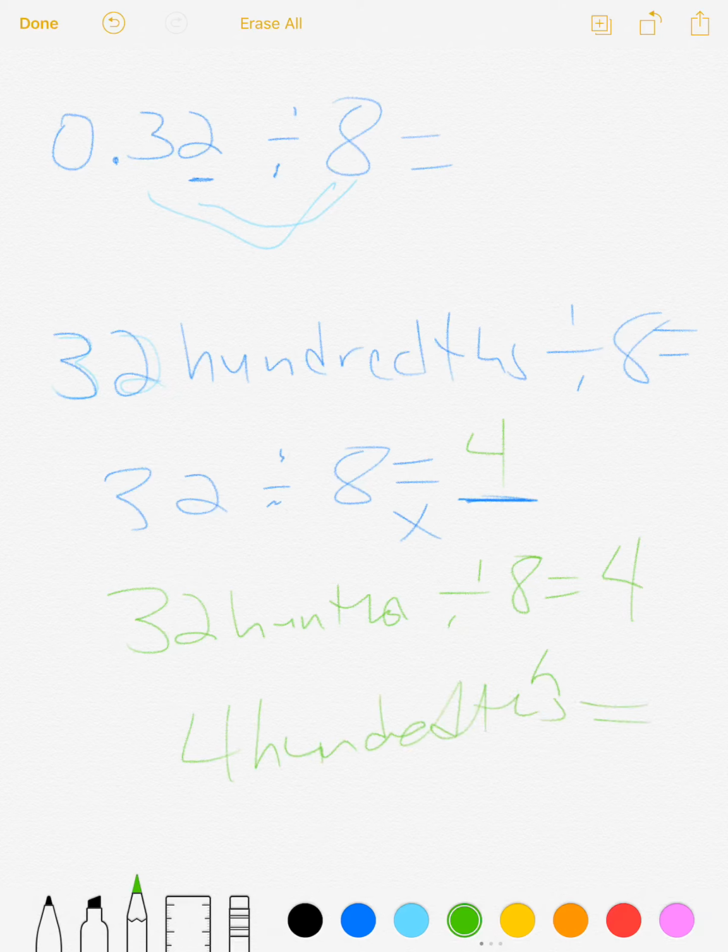Now, how do we write that in standard form or decimal form or number form? 4 hundredths really means that there's a 4 that ends in the hundredths place. So I'll draw my place value. This is the tenths place. This is the hundredths place. 4 hundredths means that there's a 4 in the hundredths place. What do I do with the empty space? 0. Very good. The answer is 0.04. Okay, that was pretty easy.